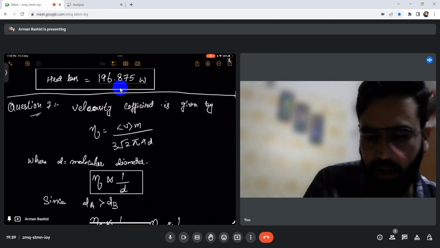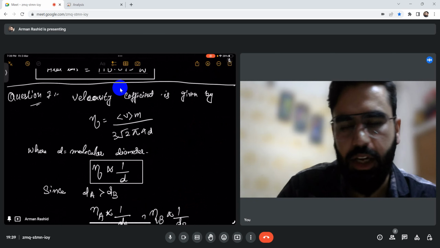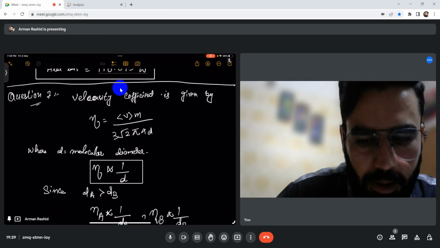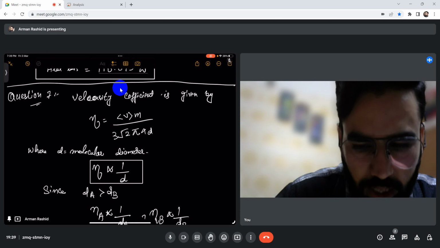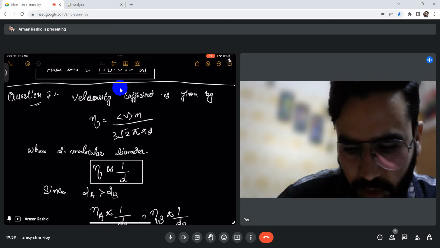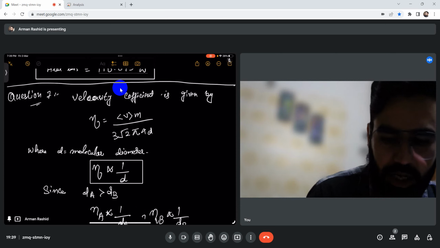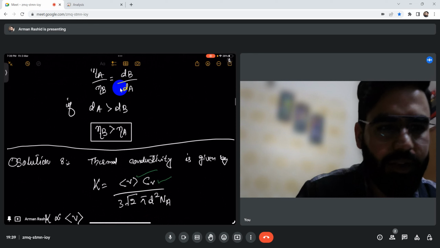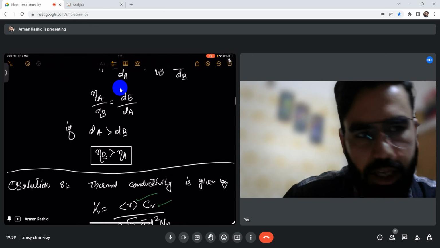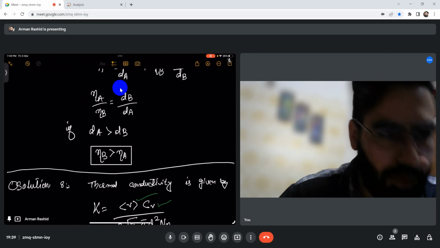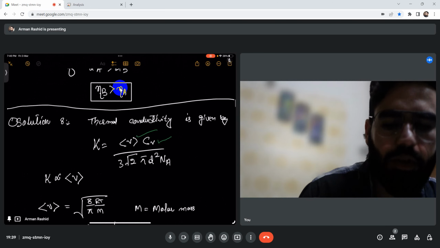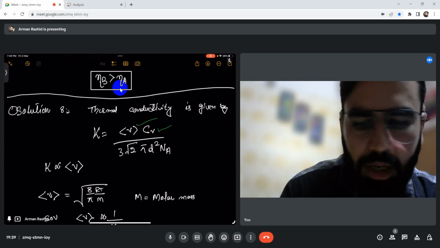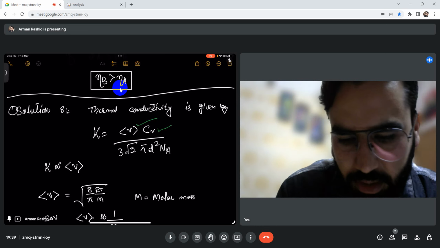Then we have how the viscosity coefficient is related to the average speed according to the kinetic theory of gases, and density, and the molecular diameter as well as the molecular mass. So we know that viscosity will be inversely proportional to diameter and directly proportional to molecular mass. So from that we have shown that if the diameter of A is greater than the diameter of B, then the viscosity coefficient of B should be greater than the viscosity coefficient of A.